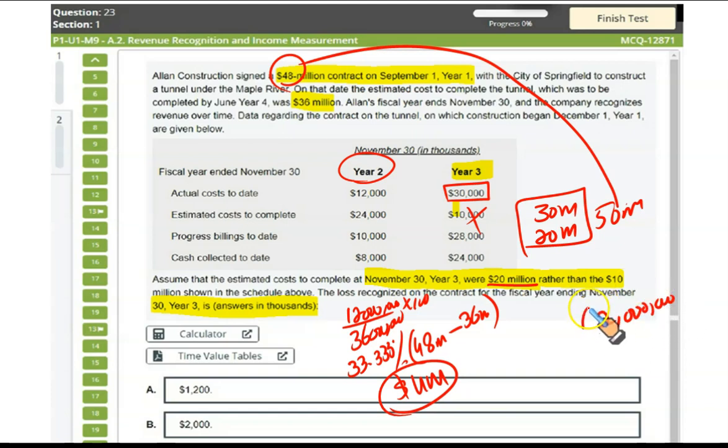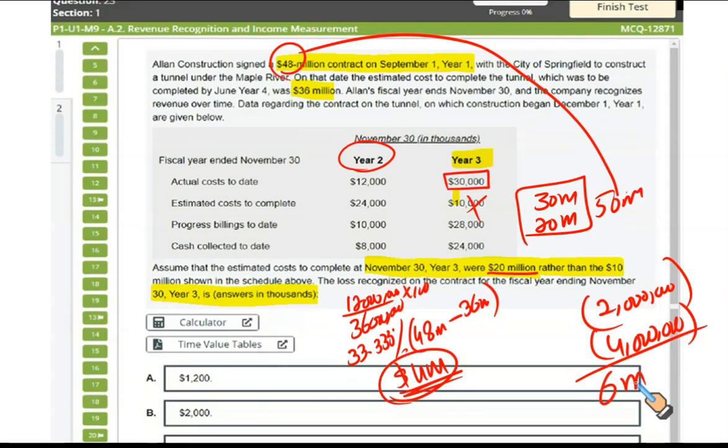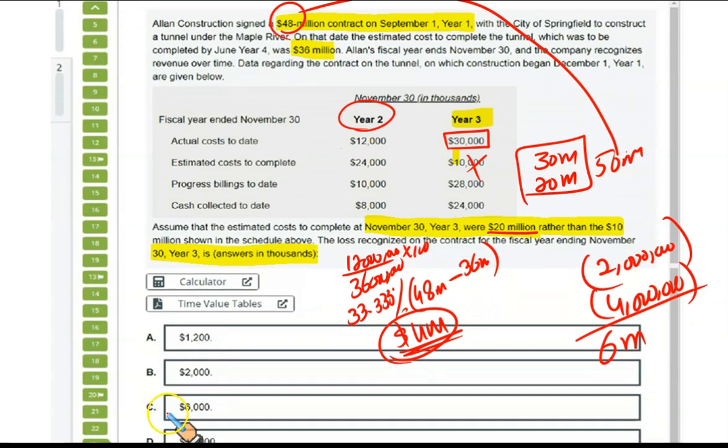Now the problem is, what about the profit we have previously recognized? So the 2 million loss in year 3 plus the previous profit recognized must now also be reversed. There is a total loss of $6 million on this project. Right? So that would mean C is the answer. 2 million is the loss, but the recognized profit now needs to be reversed.